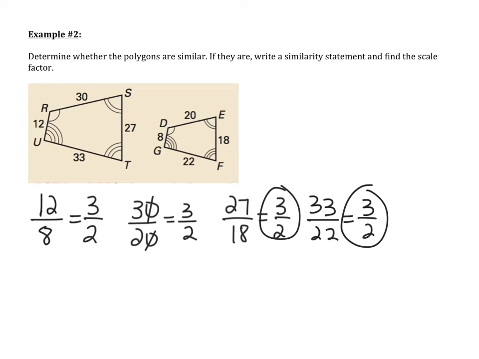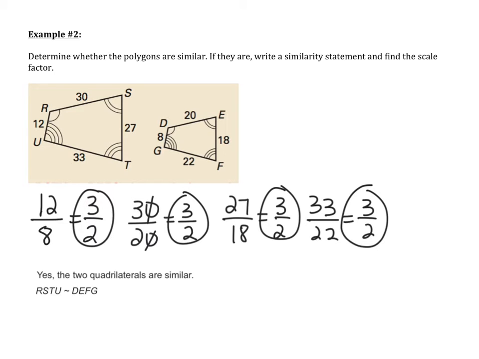Since I got 3 over 2 for each of the pairs of corresponding sides scale factors, I can now state that yes, the two quadrilaterals are similar. And the second part of the question was, if they are, write a similarity statement and find the scale factor. When I write my similarity statement, I just need to be careful that I write them in corresponding order. R corresponds to D, S corresponds to E, and so on. So my similarity statement would be RSTU is similar to DEFG, and then the scale factor would just be that 3/2 that we got as we were checking to see if the polygons were similar.